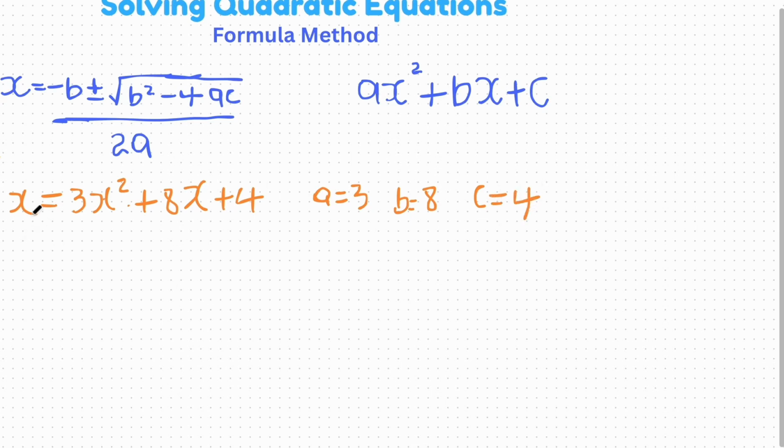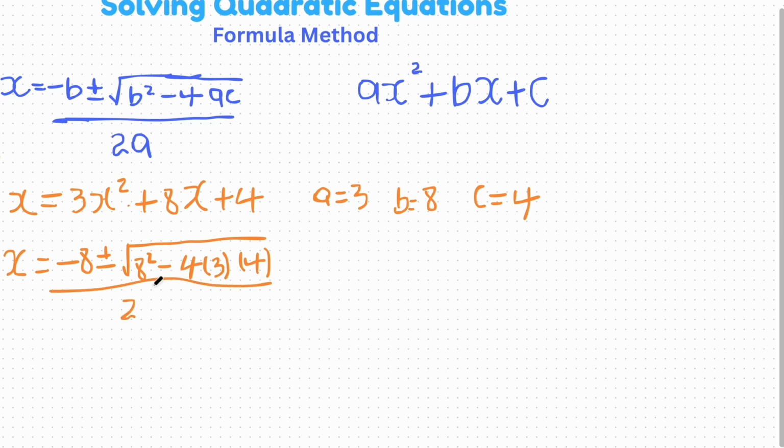Now we can go ahead and substitute into the formula above. So x is equal to negative 8, because remember the formula says negative b, plus or minus the square root of b squared, which would be 8 squared, minus 4 multiplied by a, which would be 3, multiplied by c, which would be 4, divided by 2a, which is 3, so 2 times 3.